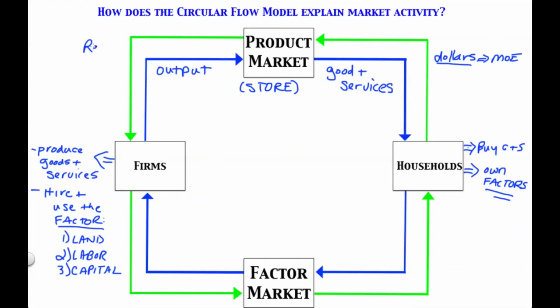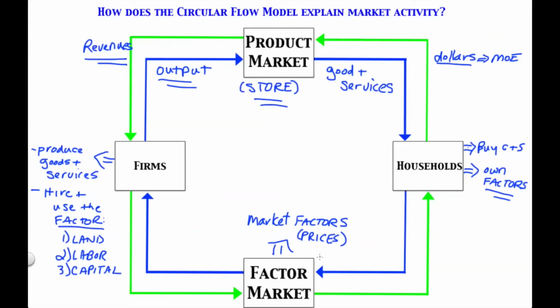And then what firms do is firms bring back that money in the form of revenue. They take those revenues that are coming in from the output they've sold in those stores, and they then go to the factor market. If you think of the factor market, think of this as the market where the prices of factors are being set. So this is where the prices are being set for whatever the factors are.